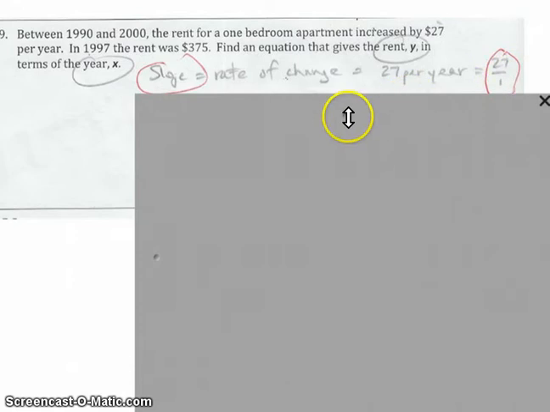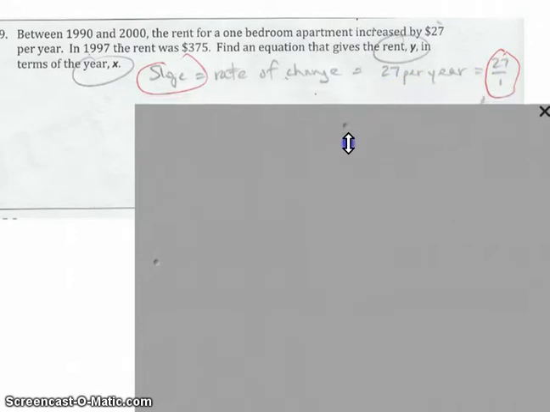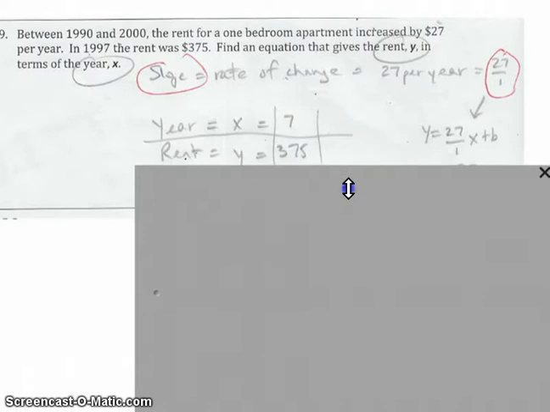Do I have a point to work with like in the previous problem? Well, I might want to make a table. As soon as I start, I'll realize I don't have to fill out the whole table. I've got year is equal to X. They told me that right here. And rent is equal to Y. And for Y, the only Y value I'm given is 375. There it is. But I'm given an X value for that. I'm calling it year 7 instead of 1997. So now I've got a point, 7, 375, and I've got a slope. Just like in the previous problems, that's all I need.